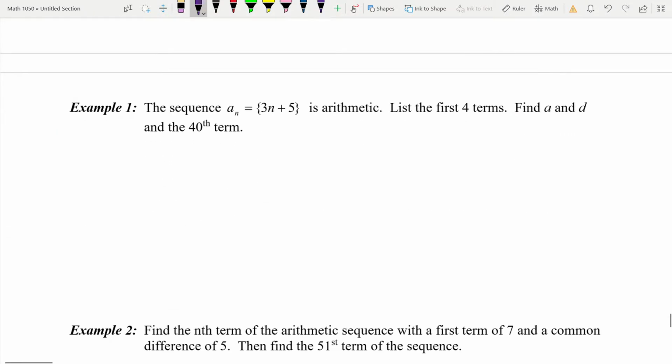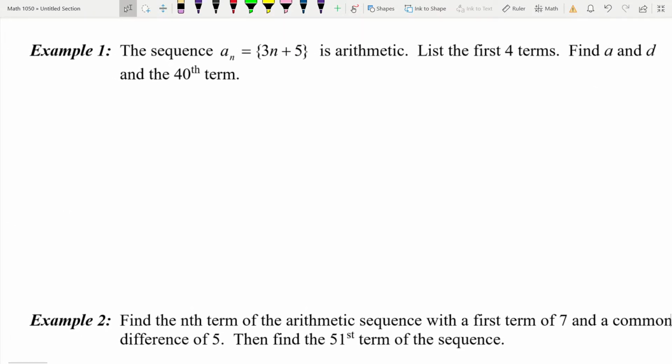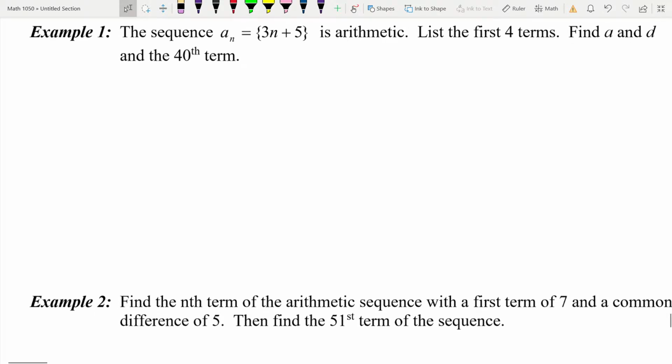Okay, okay, here we go with question 1. This sequence is arithmetic. List the first 4 terms, find the A, find the D, and find the 40th term. Okay, so let's list the first 4 terms. So let's go A sub 1, A sub 2, A sub 3, and A sub 4. So guys, here is your formula right here.